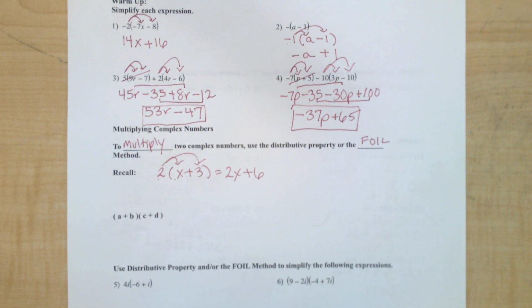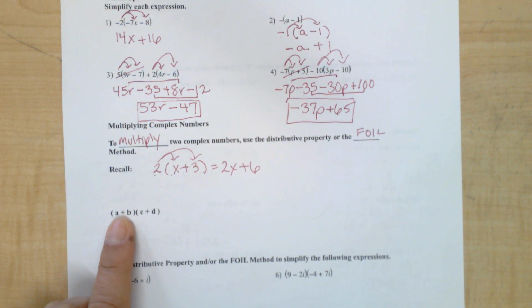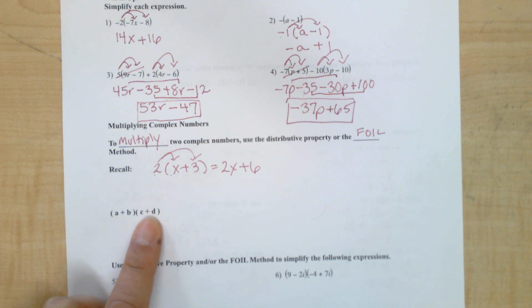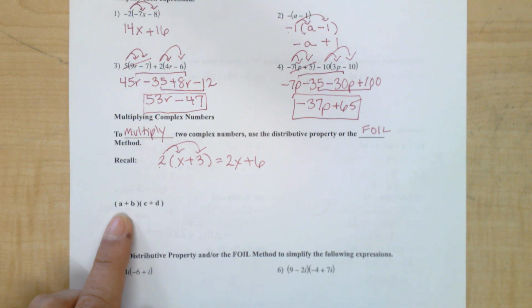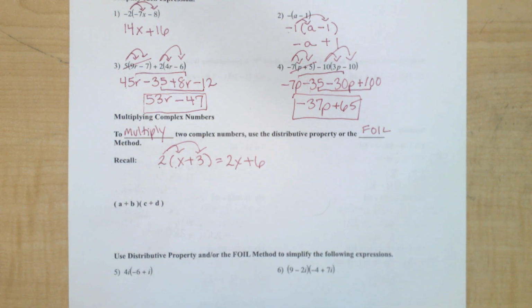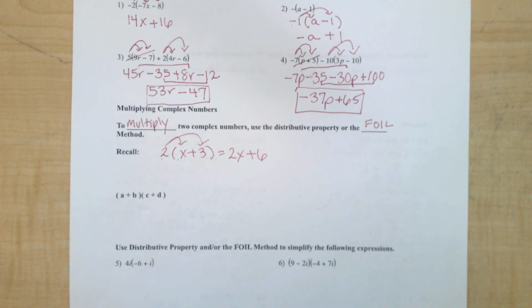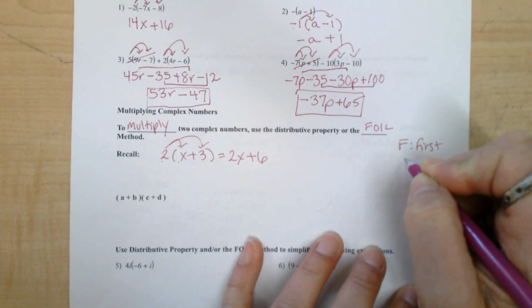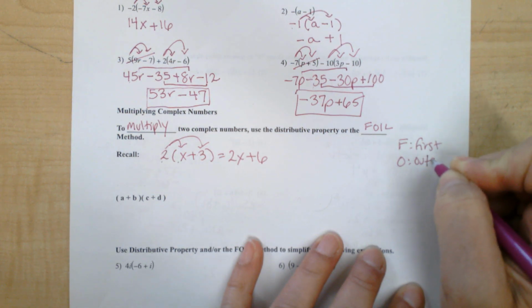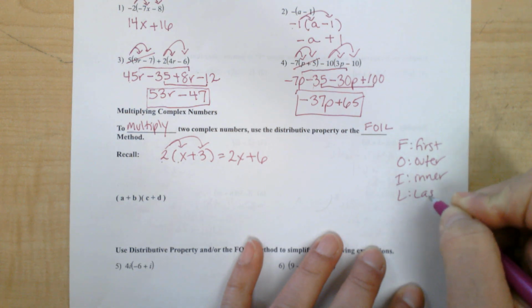We also can use FOIL, and that comes when we have a binomial. So binomial is when we have 2 terms in the first set of parentheses and 2 terms in the second. So I am going to use FOIL with this, and then I can also use the distributive property. I can go back to that. So let's use FOIL. So FOIL, the F, O, I, and L. F means first, O means outer, I is inner, and L is last.